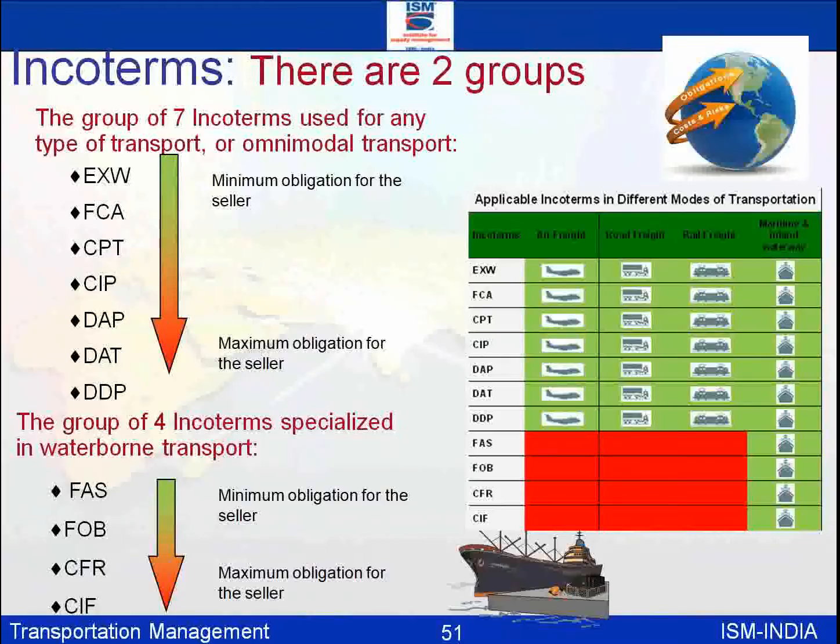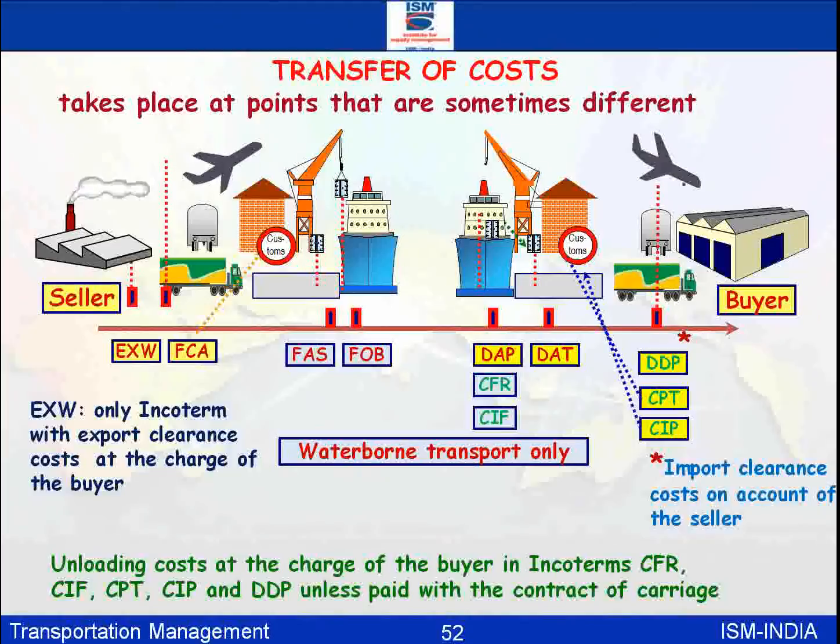Then there are 4 terms which I put down separately. They are basically for sea transport: free alongside ship, free on board, CFR, cost and freight, and CIF, cost insurance freight. These are terms used only if you're shipping by sea. If you're doing it by multimodal, I would advise you to go with CIP, CPT, those terms.